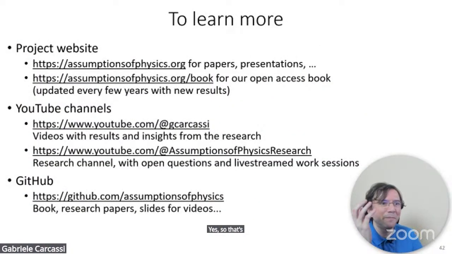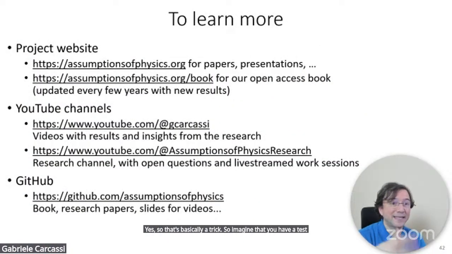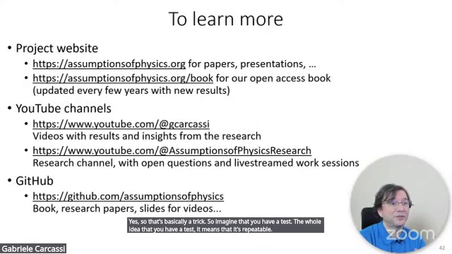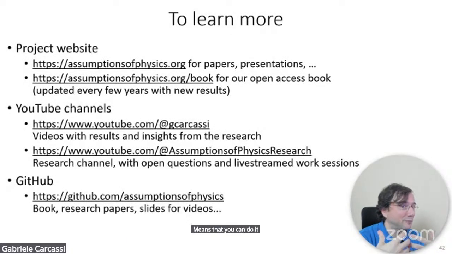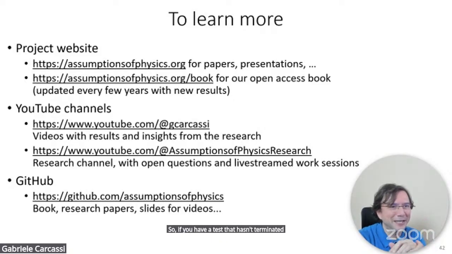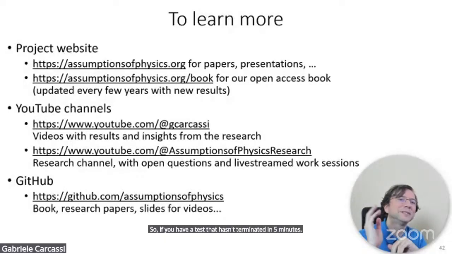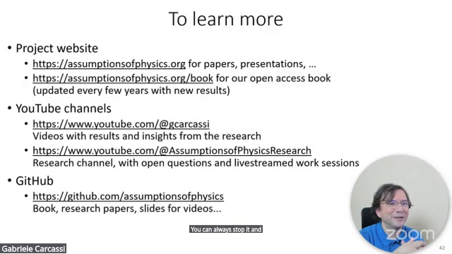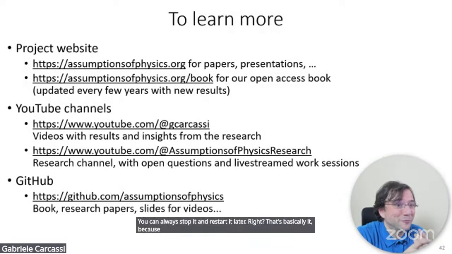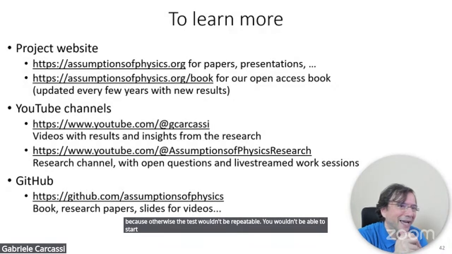All right, let's go ahead to Daryl's question. Can you explain why the countable disjunction can terminate in finite time? Yes, so that's basically a trick. So imagine that you have a test. The whole idea that you have a test means that it's repeatable. It means that you can do it however many times you want. So if you have a test that hasn't terminated in 5 minutes, you can always stop it and restart it later, right? That's basically it, because otherwise the test wouldn't be repeatable. You wouldn't be able to start again and again.